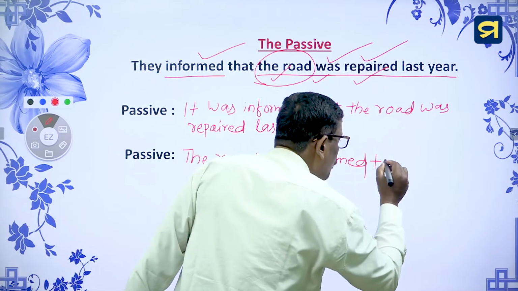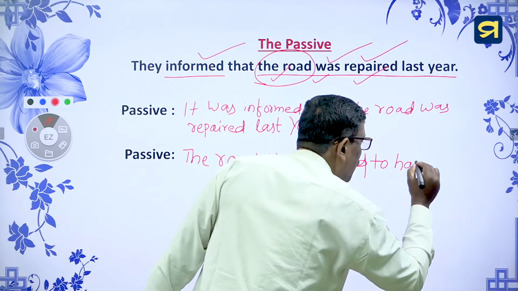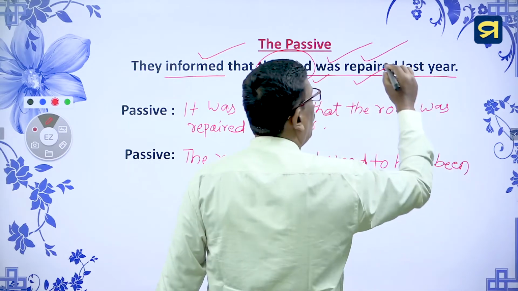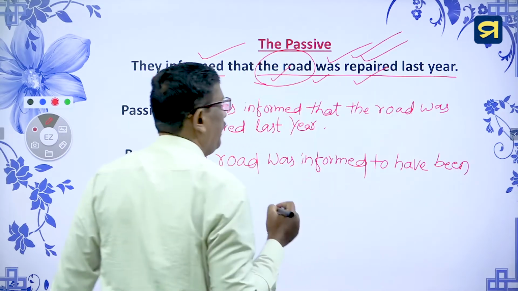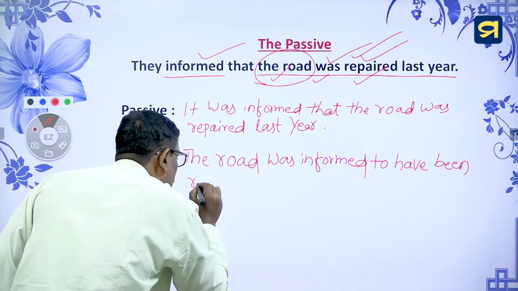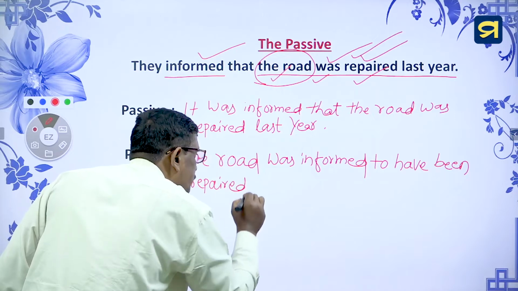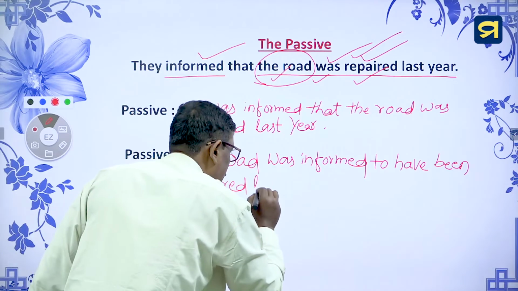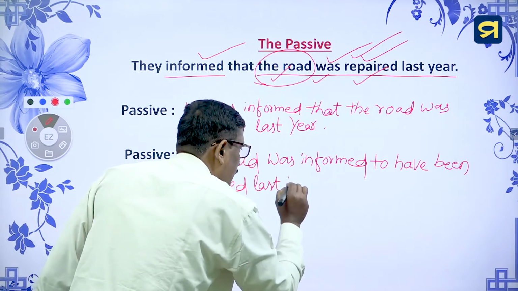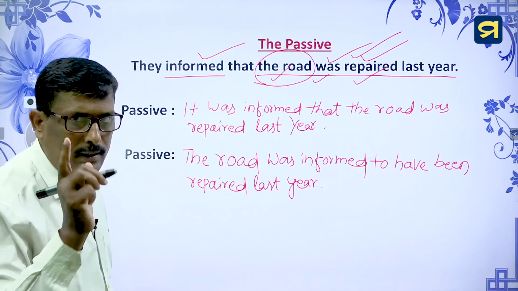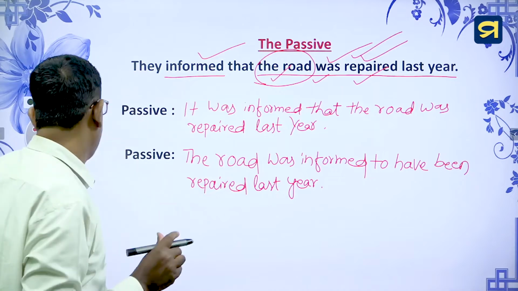How will it change? To, followed by have, then been, then the third form of the verb, which is given here, repaired. What is the other word? Last year. Okay. Did you understand, dear children? Very good.